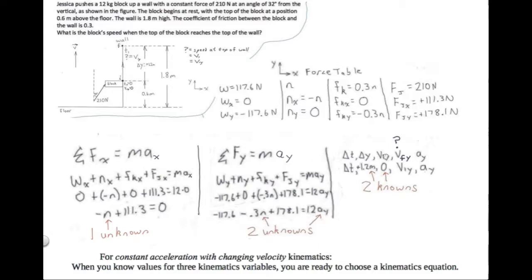Which of these three columns should we work with first? Well, we're ready to choose a kinematics equation when we know values for 3 kinematics variables. So far, we only know values for 2 kinematics variables, so we're not ready yet to choose a kinematics equation. Newton's second law y equation has 2 unknowns, so we're not ready yet to work with this equation. The Newton's second law x equation has only 1 unknown, n. So now would be a good time to solve the Newton's second law x equation for n.